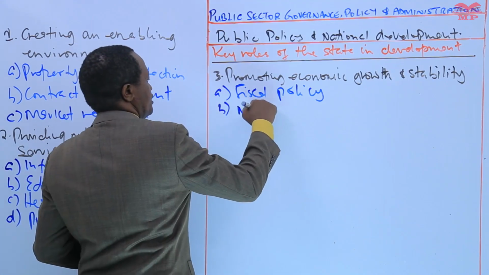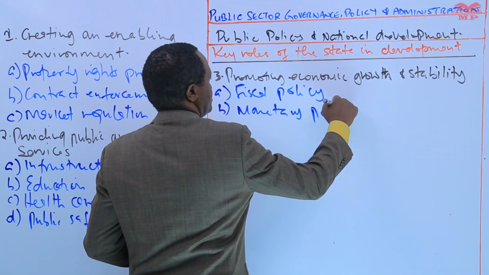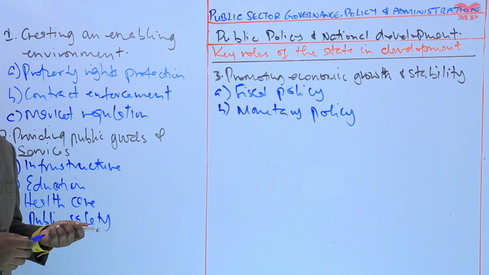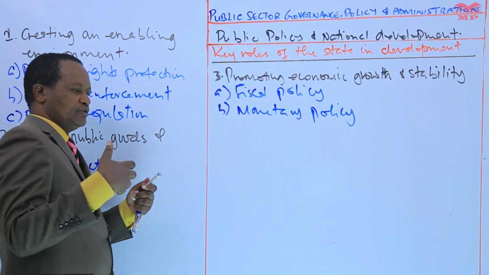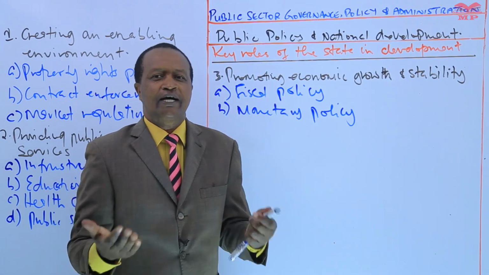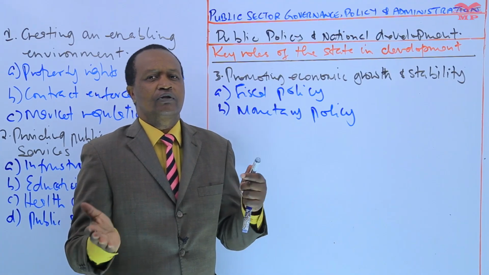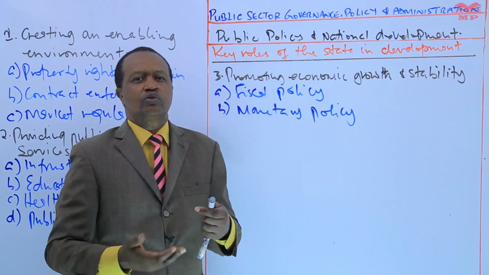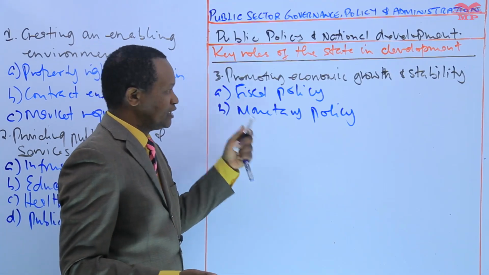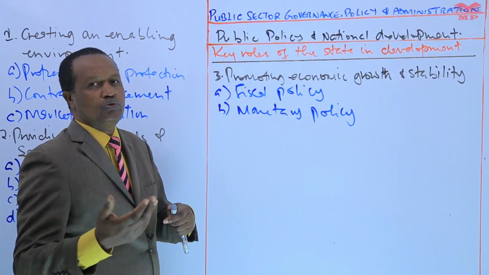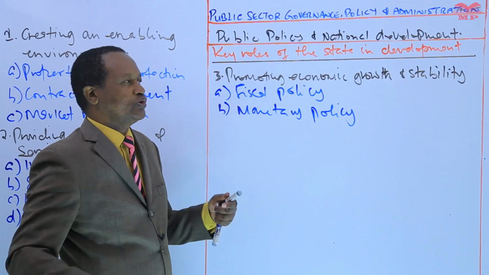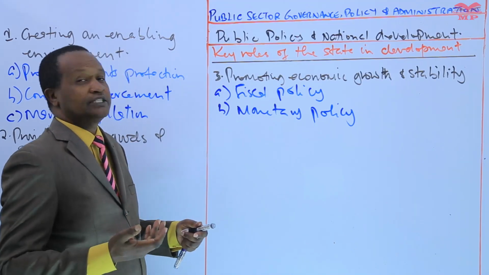Two, monetary policy. The government can use monetary policy to promote economic growth, and that can be done by managing interest rates, managing money supply, and managing inflation, in order to control inflation and also promote price stability.